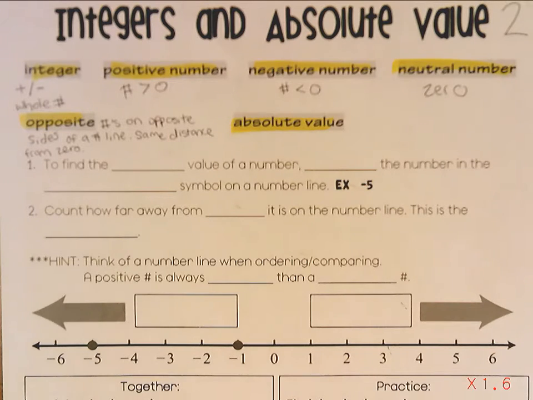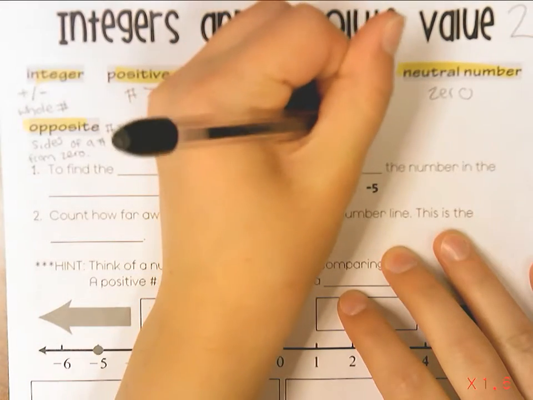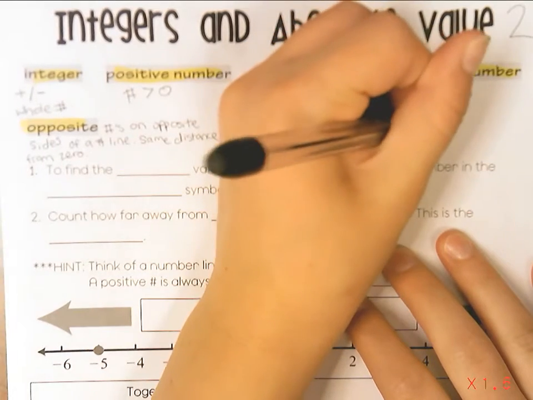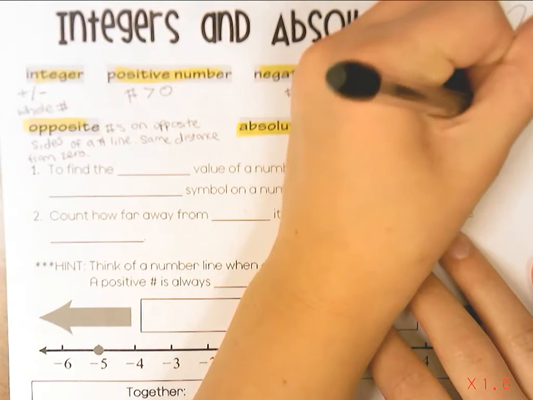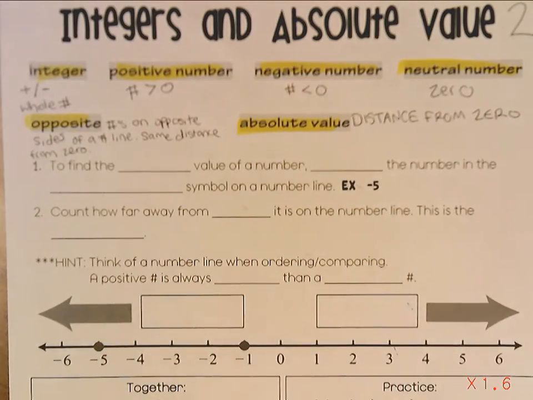Okay, next, you have an absolute value. Absolute value, you need to write 2 words and write them big, and it's distance from 0. The absolute value is the distance from 0. That is all it is. That sums it up. Distance from 0.